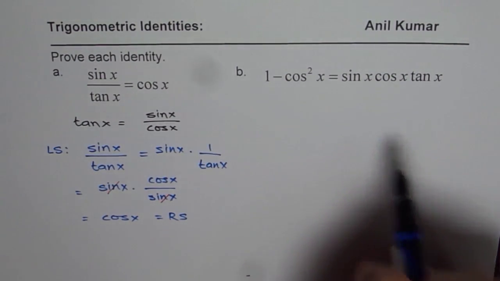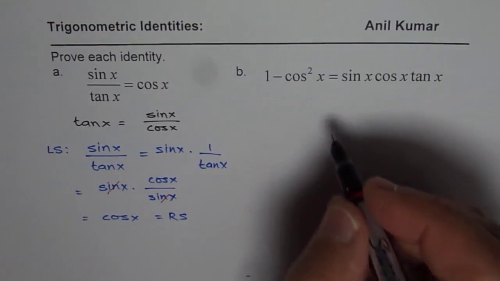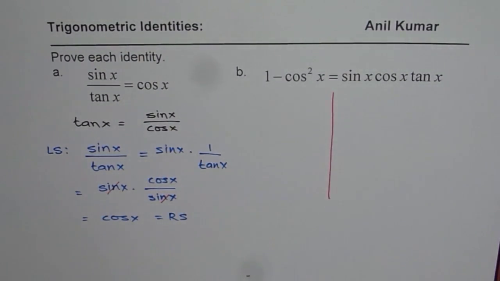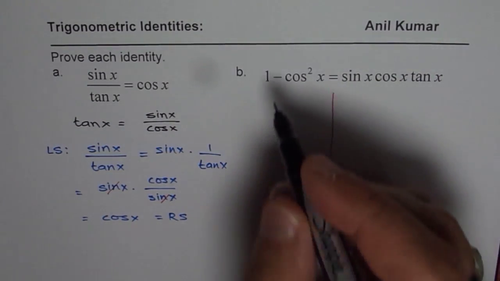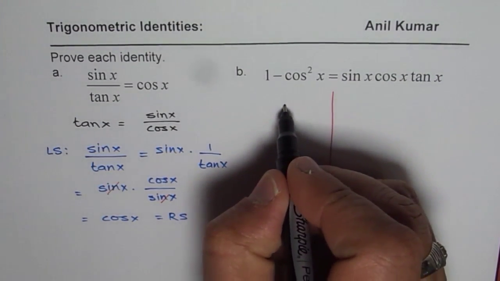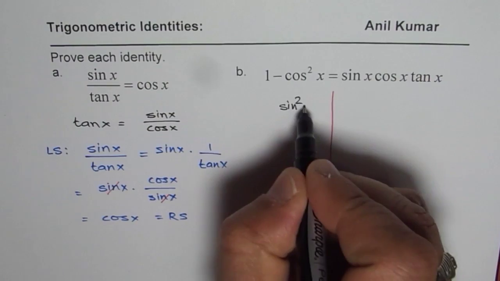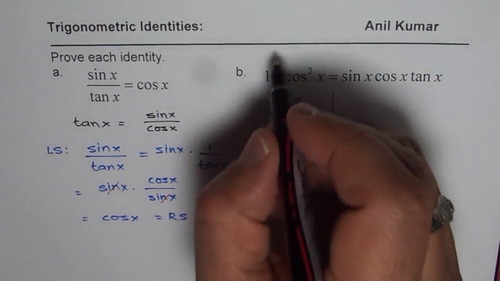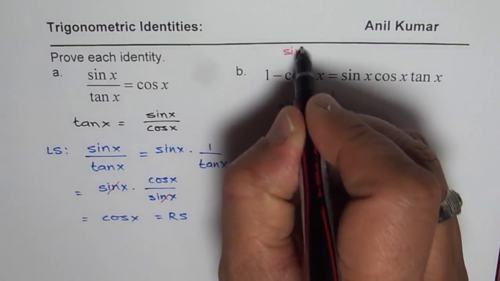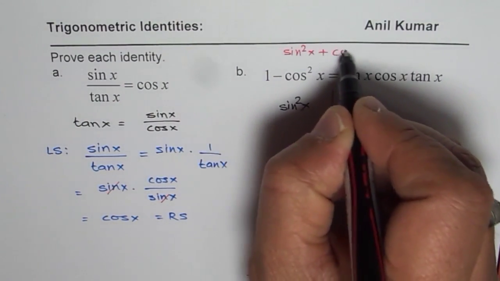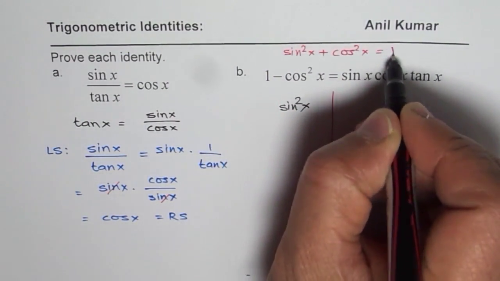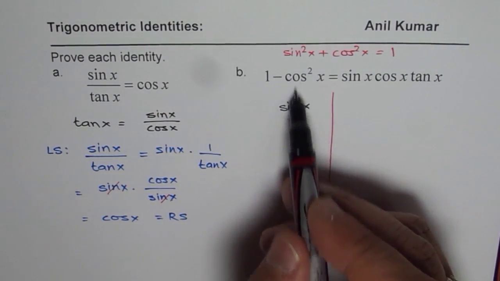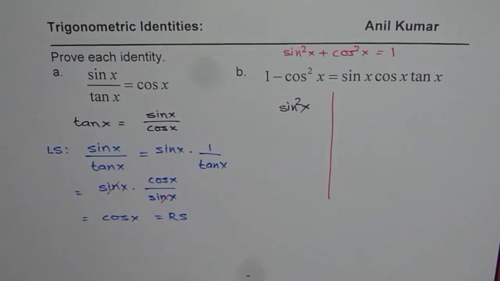Now sometimes we may do both sides. So 1 minus cos square x, as you can see here, is actually equals to sine square x. Now here we have used the Pythagorean identity, which says sine square x plus cos square x is equals to 1. So 1 minus cos square x is sine square x. So the left side is sine square x.